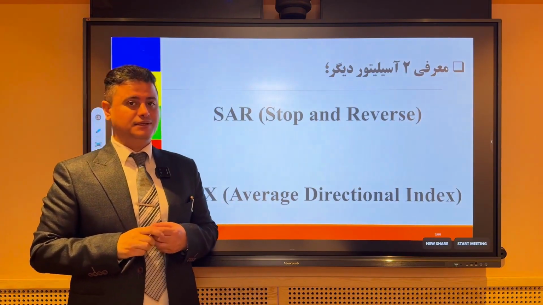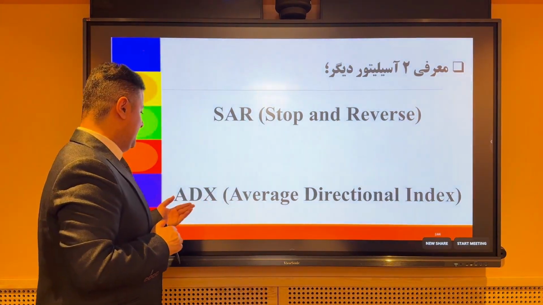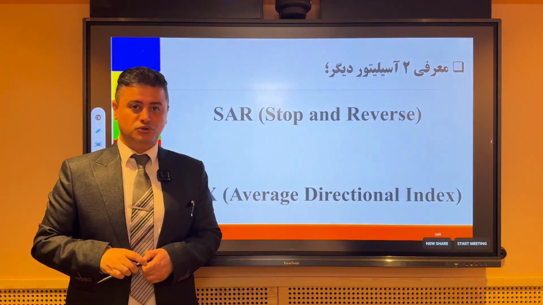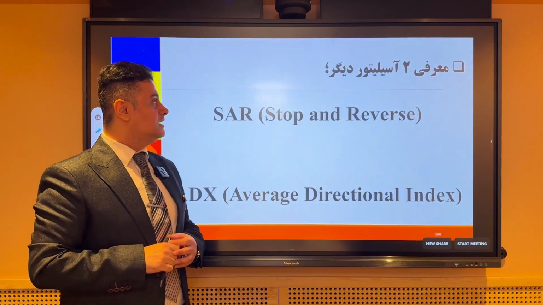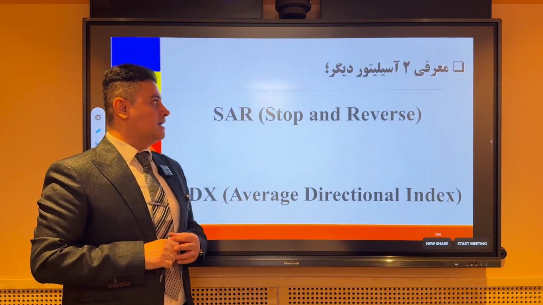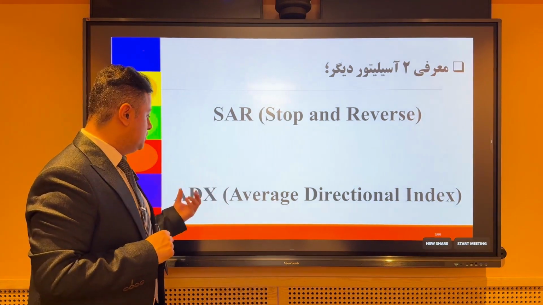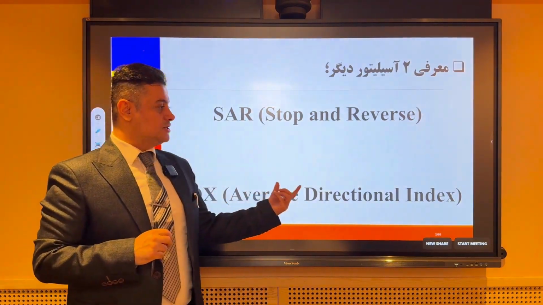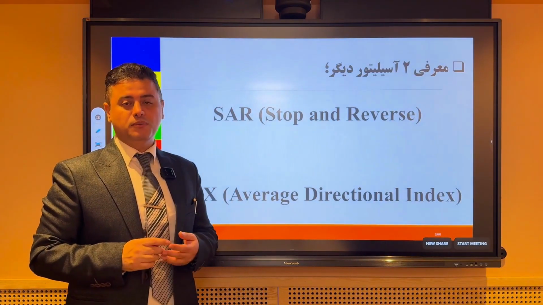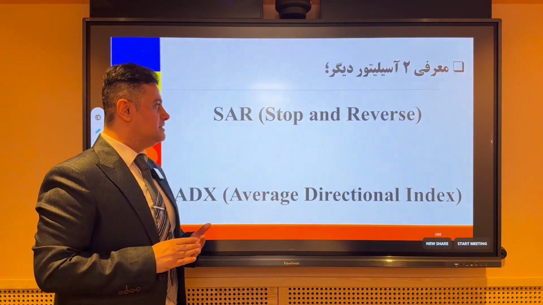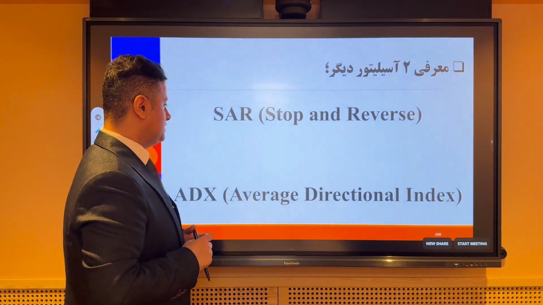Now, we want to look at 2 other powerful technical analysis oscillators, SAR or stop and reverse, and ADX or average directional index. Why did I bring these 2 oscillators together? Because when you want to use these oscillators, you must definitely use them together. The average directional index, or ADX, is one of those indicators that helps you find your important SARs in those areas and get signals from them. Using only one of these will not help you, and you must definitely use both together.